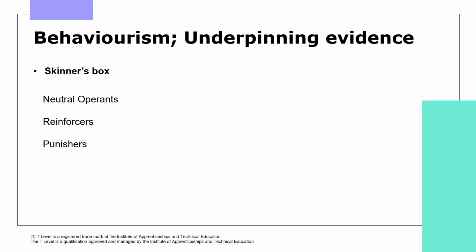Punishers, responses from the environment that decrease the likelihood of a behaviour being repeated. So punishment weakens behaviour. For example, if your behaviour leads to sanctions in college or prevents you from doing well, you may be less likely to display that behaviour again.